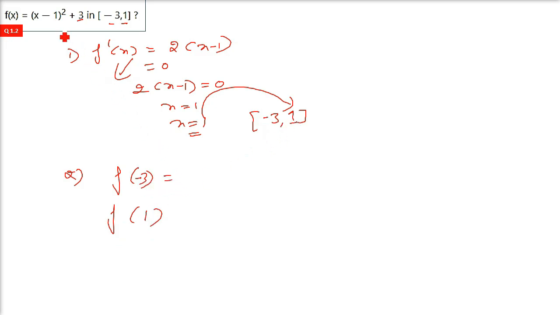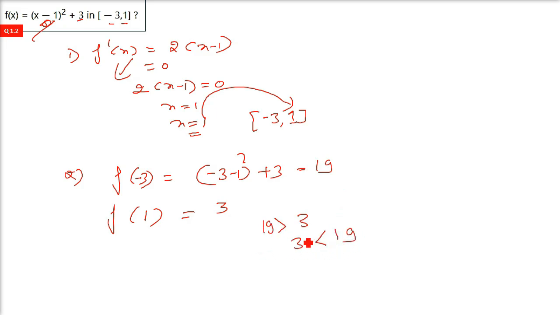f(-3): just put it here, (-3 minus 1) whole square plus 3. For 1, when we place it, it will be (1 minus 1) whole square, that is 0, and plus 3 directly comes as 3. When you compute the first, 4 square is 16, 16 plus 3 is 19. So you got 3 and 19. 3 is lower than 19, or 19 is higher than 3. 19 we got at f(-3), and 3 we got at f(1), that is the critical point 1.